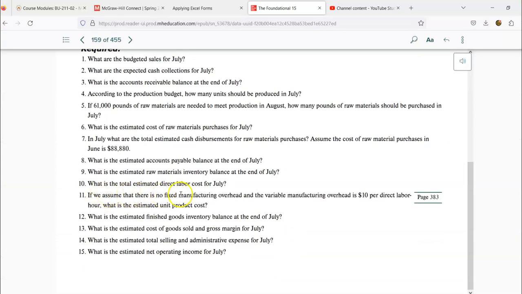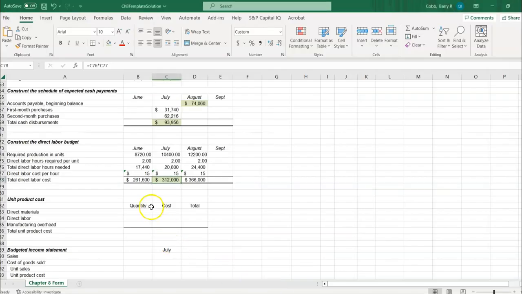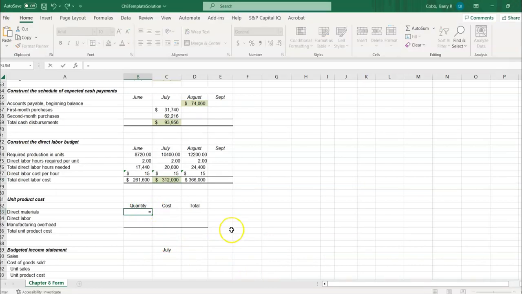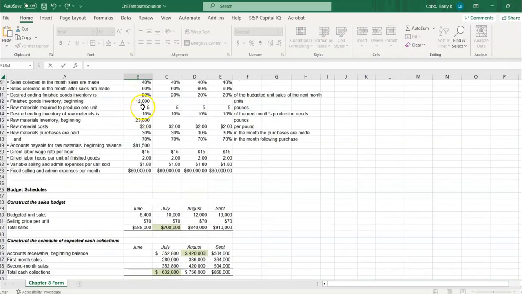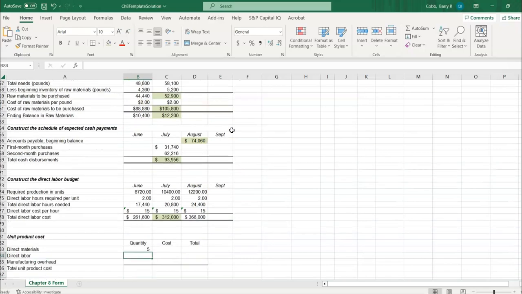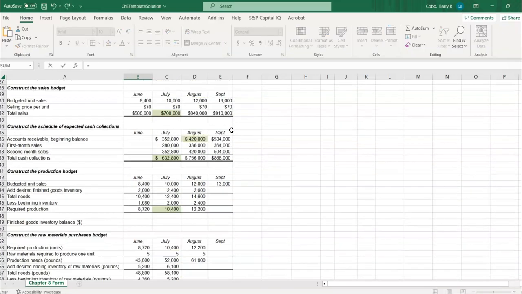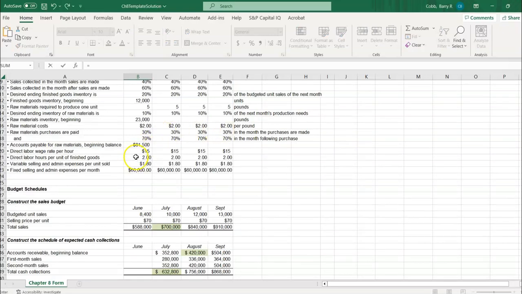Okay, so if we assume that there's no fixed manufacturing overhead and the variable manufacturing overhead is $10 per direct labor hour, we can make a relatively simple estimation of the unit product cost. And so there's a template for that here. In terms of direct materials, remember, we use 5 pounds of raw materials to produce 1 unit. We use 2 hours of direct labor to produce 1 unit of finished goods.